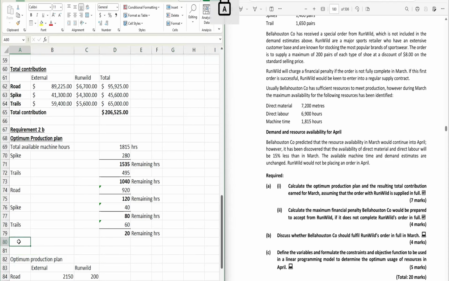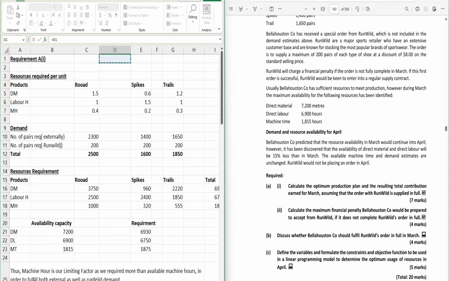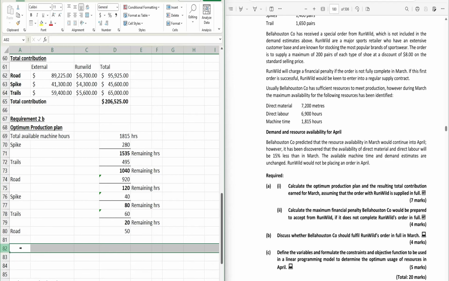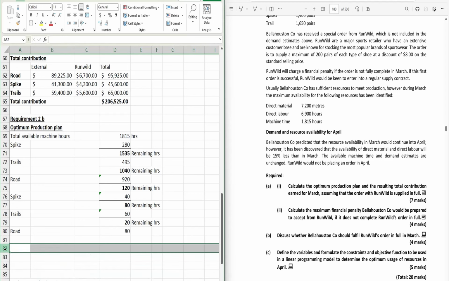Okay, so for road, how many hours do we need? Let's first calculate that. We need 80 hours, but we only have 20 hours. So how many units can be produced? Only 50 units of road can be produced. So we can write it down here.